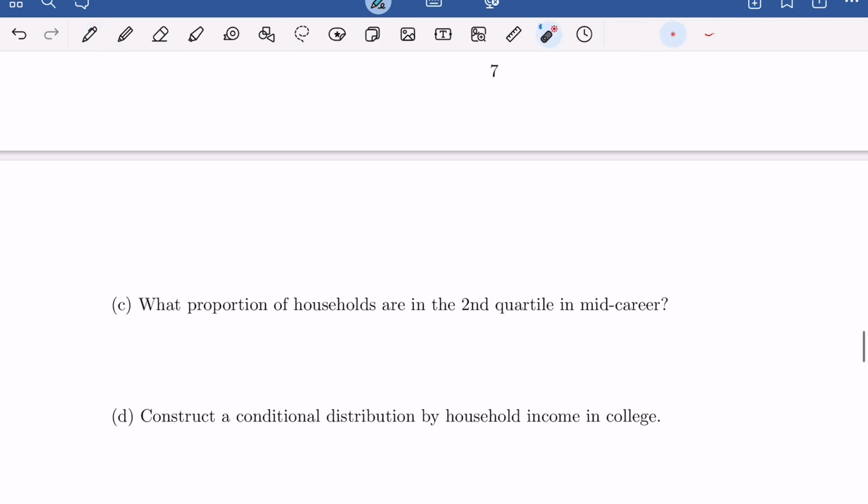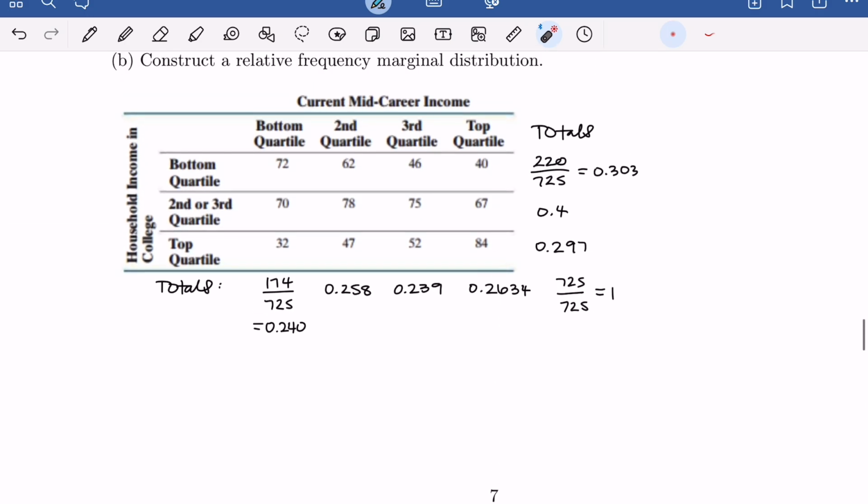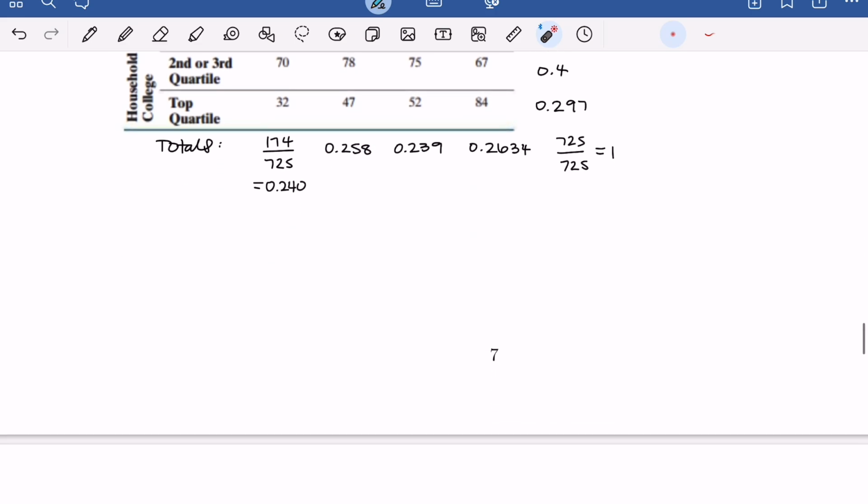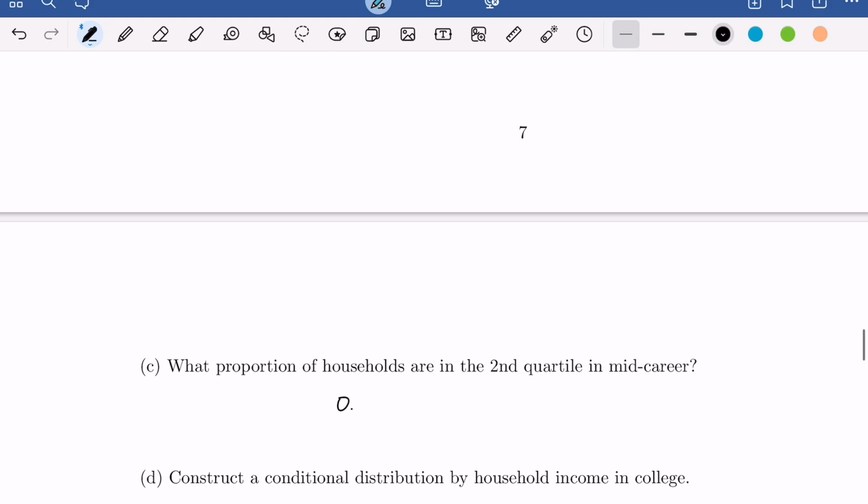Now for part C, what proportion of households are in the second quartile and mid-career? So we're going to go back up to this guy. We're looking at mid-career second quartile. So this is going to be 0.258 for part C.